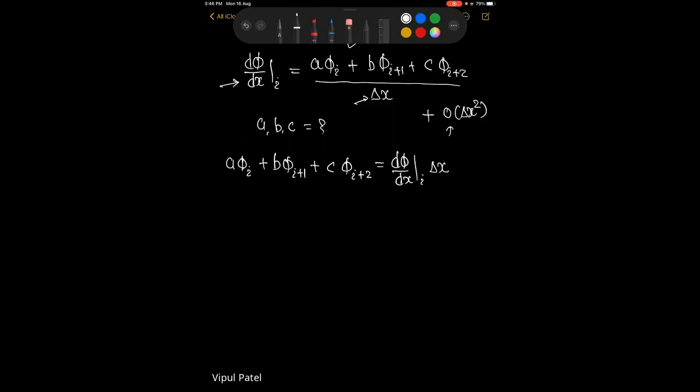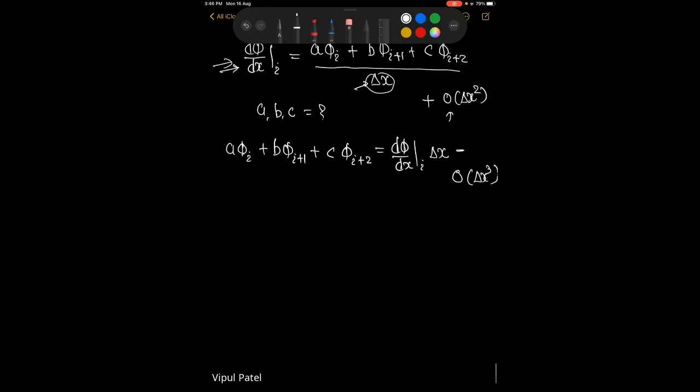So this particular term initially has an order of accuracy of delta x square, but this delta x will also multiply with it, so you have an order of accuracy of delta x cube. This is a simple way of writing the expression. We have just rearranged this particular equation, nothing else.